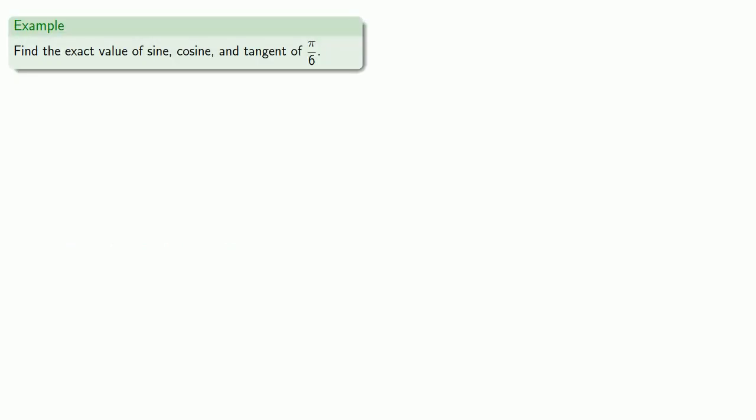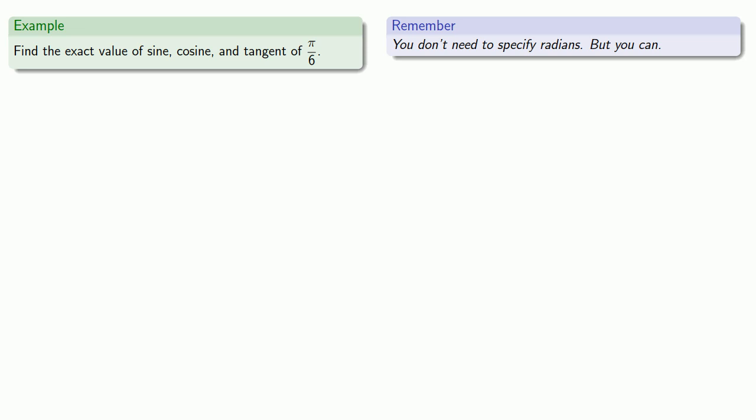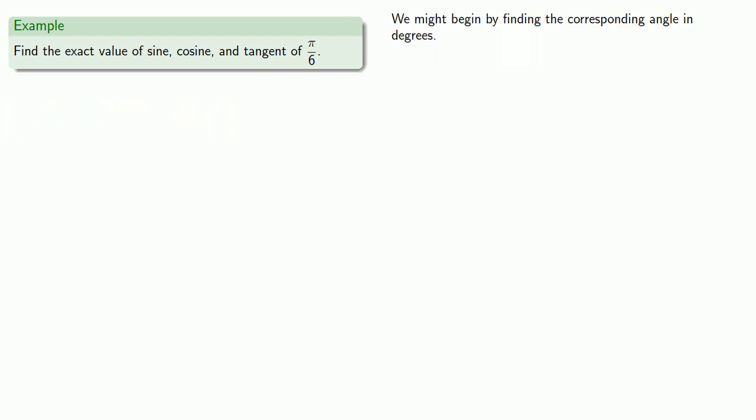So let's try to find the exact value of sine, cosine, and tangent of pi over 6. And remember, you don't have to specify that we're using radian measure. So here, because we're given the angle pi over 6 and we're not told it's in degrees, we should assume that this is an angle in radians. Now, because we're used to degrees, we might begin by finding the corresponding angle in degrees, but you should eventually learn to think in radians.